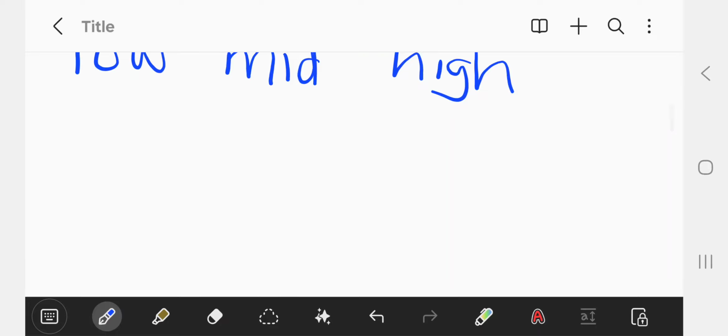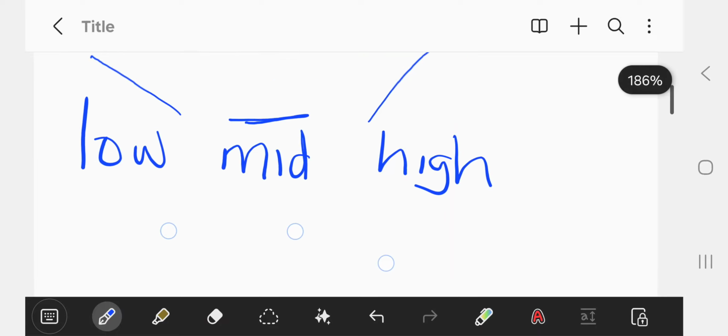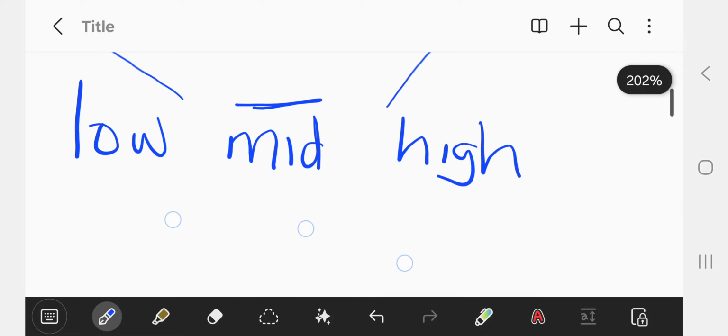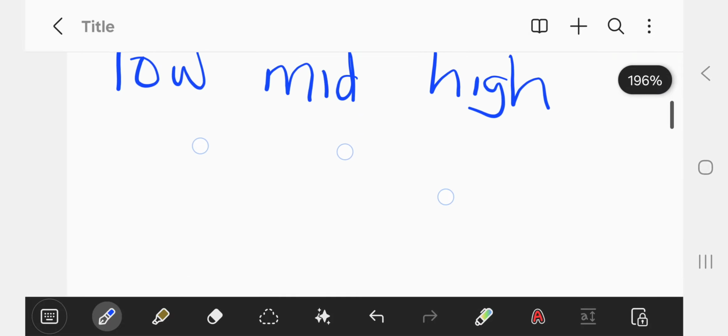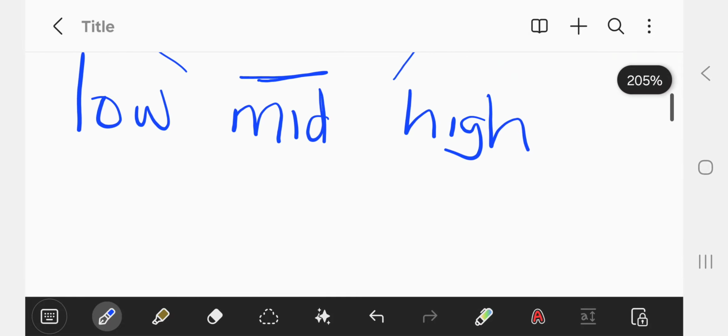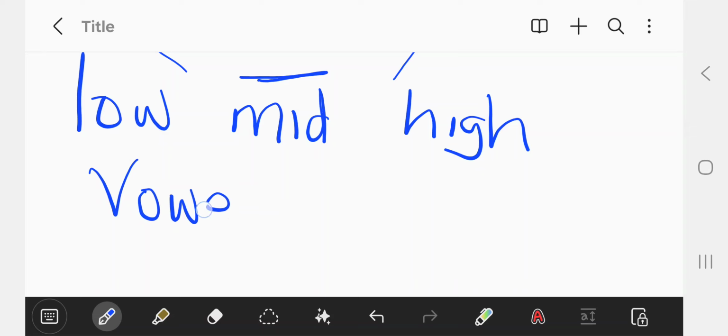All right, so what letters in the Yoruba language have this? The first set of letters are the vowel sounds, the vowel sounds or letters. And you know them in the English language. We have A, E, I, O, U.